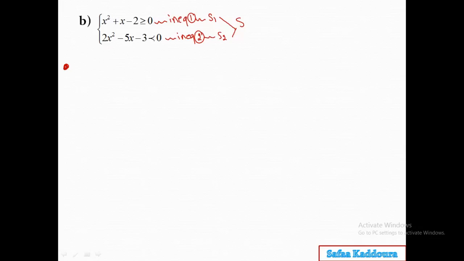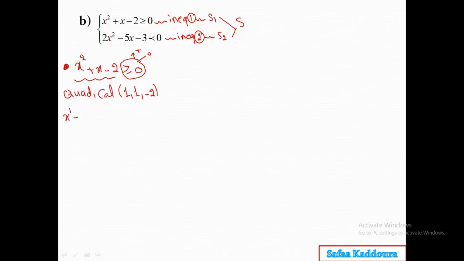Let's now solve the first inequality, which is x squared plus x minus 2 greater than or equal to 0. We want the values of x when it is positive or 0. So we will need a table of sign. It is quadratic. Then we will solve it by delta or calculator. I will use the calculator and I will enter now a equals 1, b equals 1, and c equals minus 2.